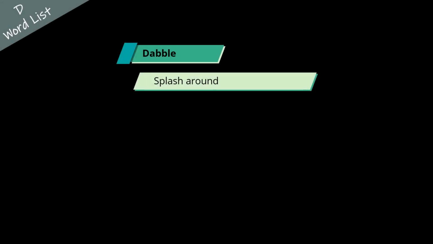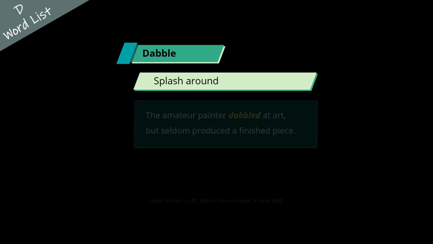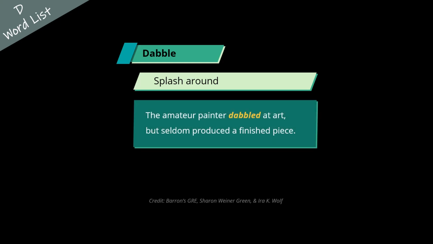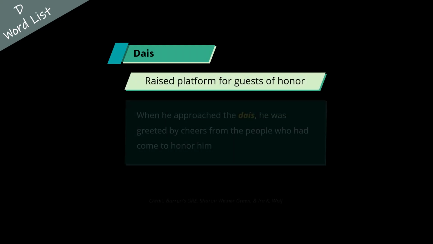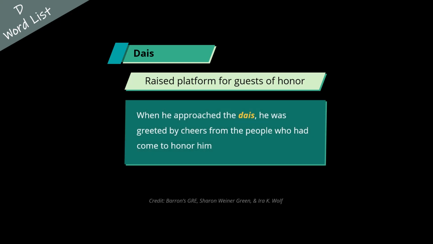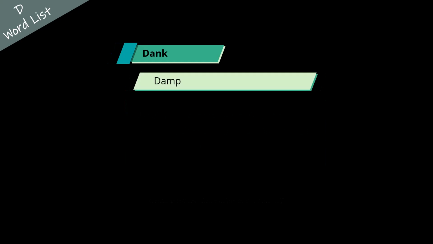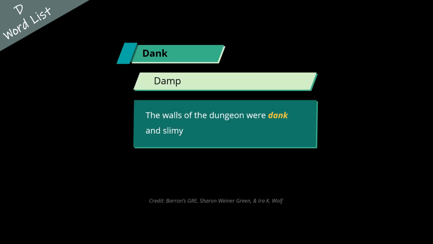Dabble means splash around. For example, the amateur painter dabbled at art, but seldom produced a finished piece. Dais means raised platform for guests of honor. For example, when he approached the dais, he was greeted by cheers from the people who had come to honor him. Dank means damp. For example, the walls of the dungeon were dank and slimy.